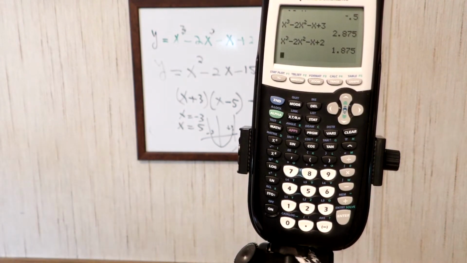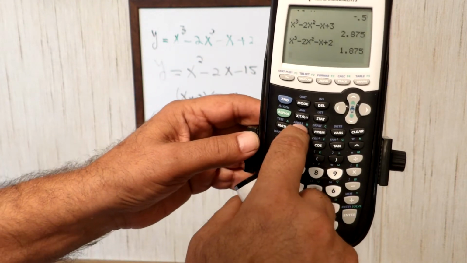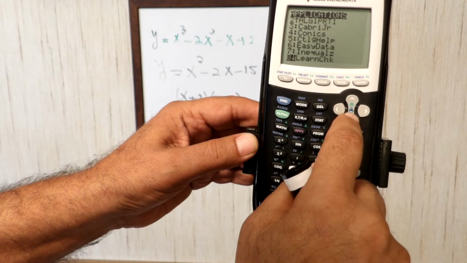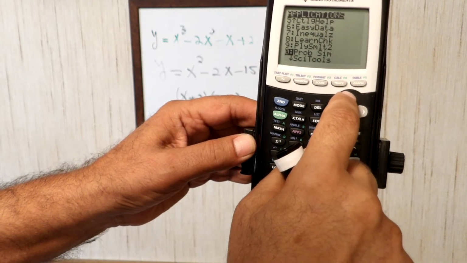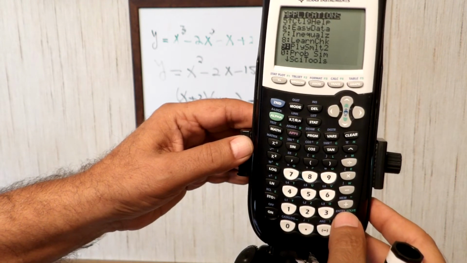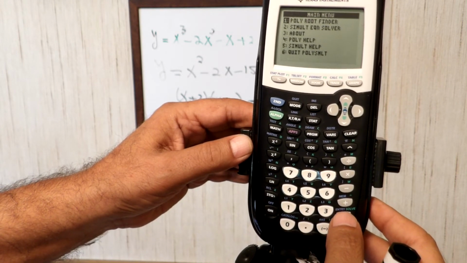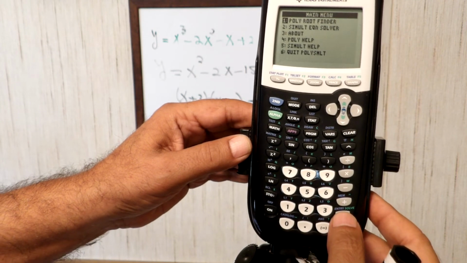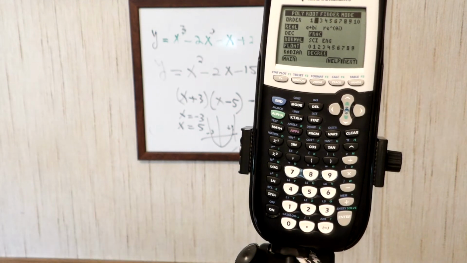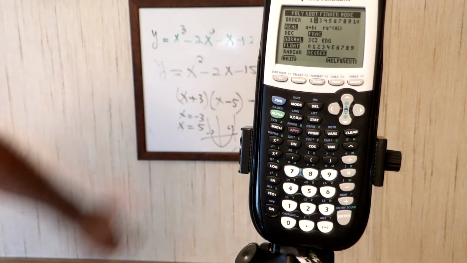Now we're going to use the calculator. We give the equation to it: you use Application, then come down to number 9, PLYS, and then enter. It asks you what degree this equation is. The degree is 2.